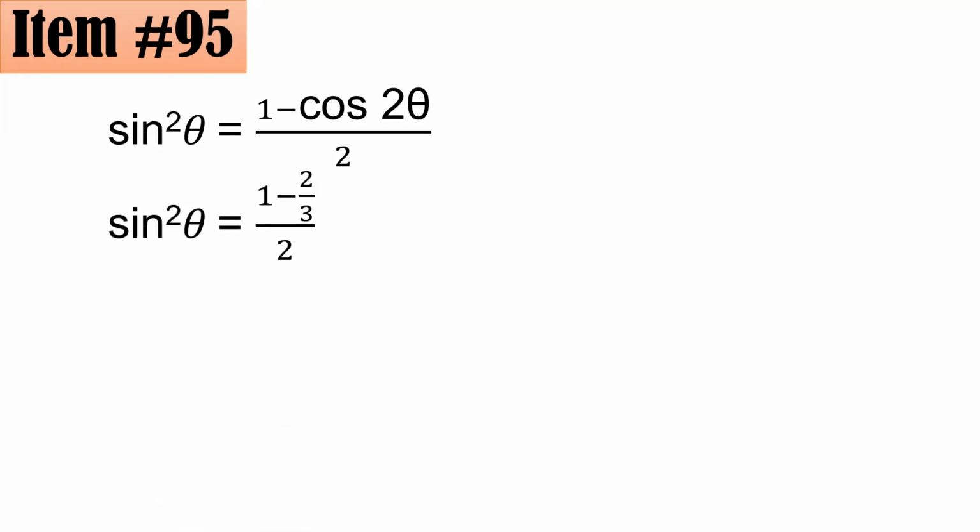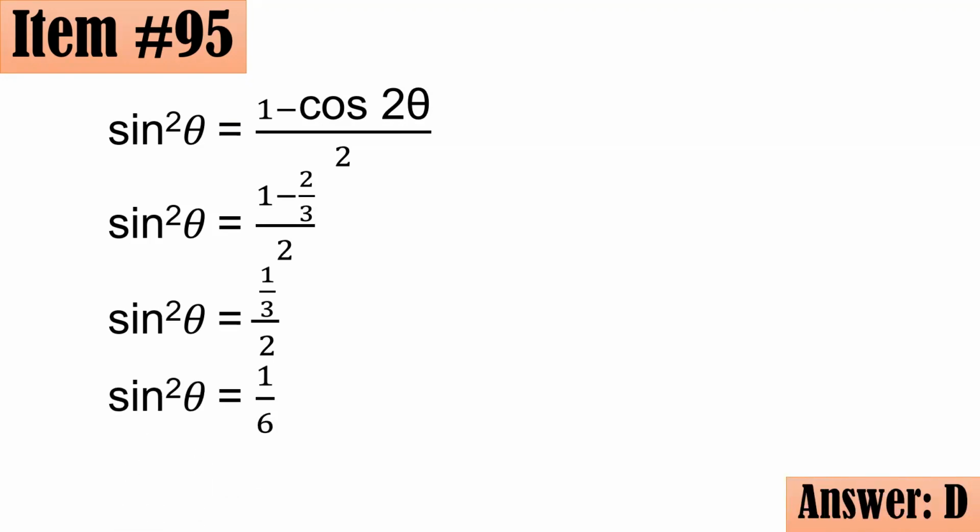By substitution, cosine 2 theta is 2/3. So the sine squared theta equals 1 minus 2/3 all over 2. That's the numerator simplifies to 1/3 all over 2, which is 1/6. Letter D. Good job.